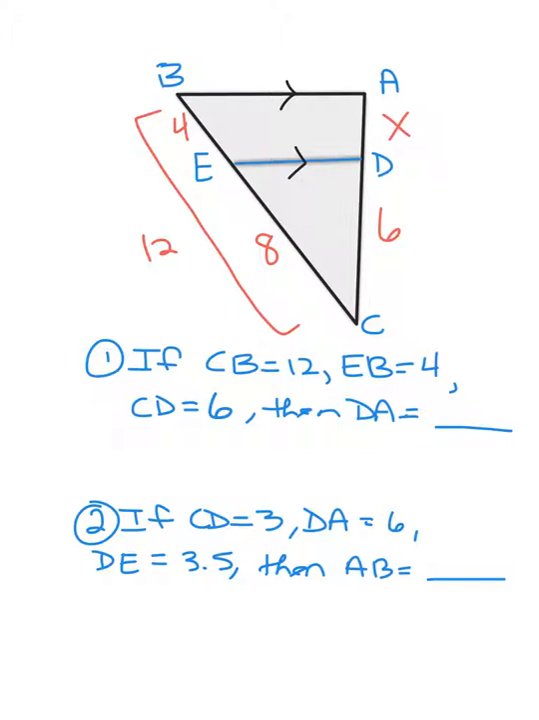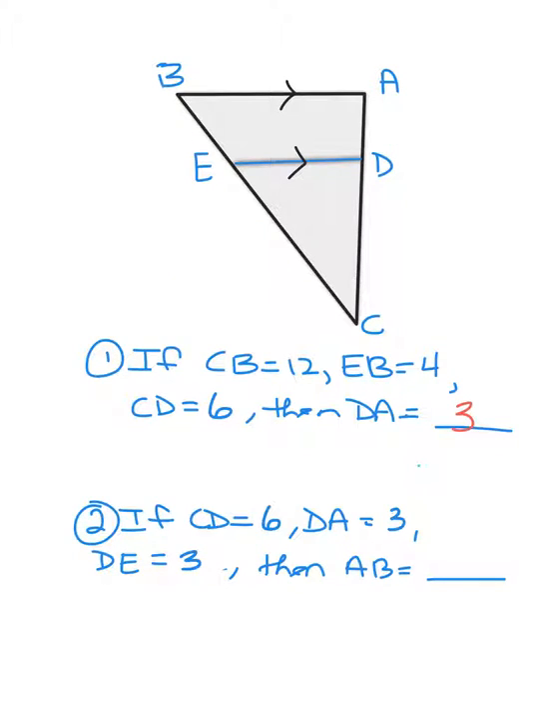Now because those lines are parallel, I know I can set up a proportion. So I can say 4 is to 8 as x is to 6. So I can say 8x is equal to 24. Therefore, x is equal to 3, which is the measurement of AD.